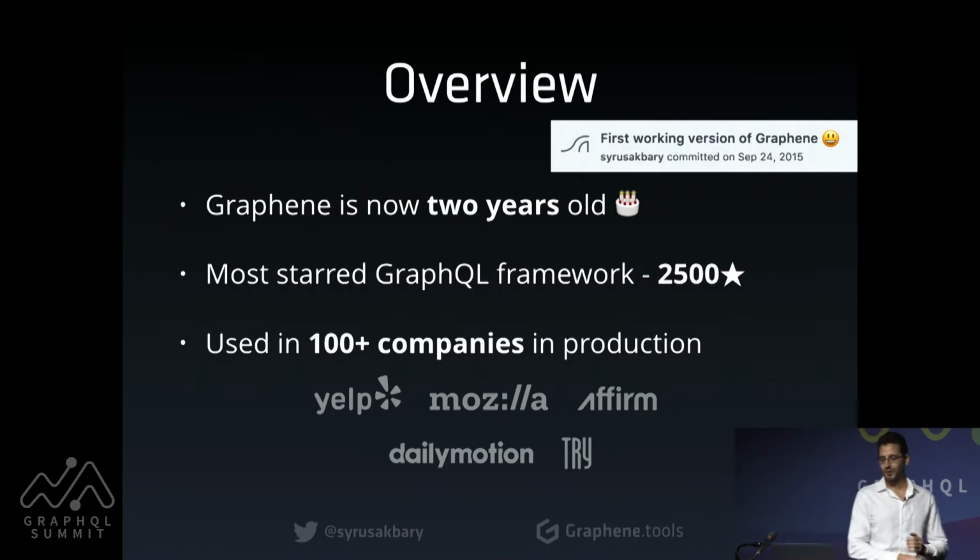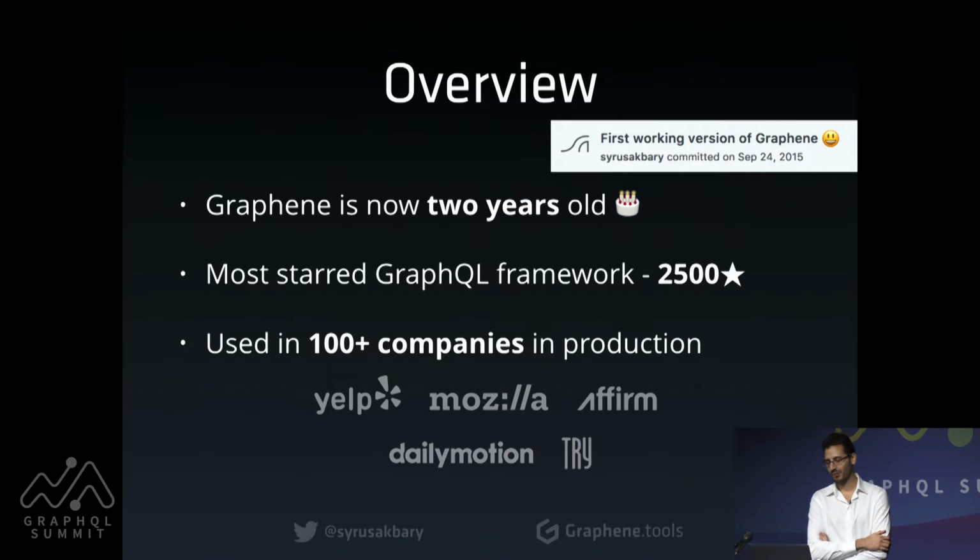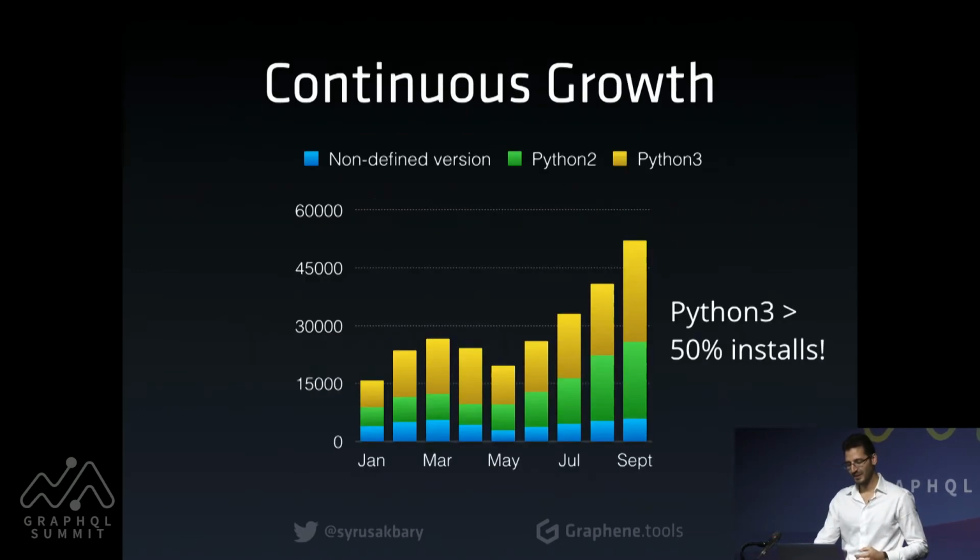Let's do an overview. Graphene is about 2 years old now, actually exactly 2 years and 1 month old. It's the most starred GraphQL framework with 2,500 stars and is used in more than 100 companies in production, including Yelp, Mozilla, Affirm, Dailymotion, and try.com.